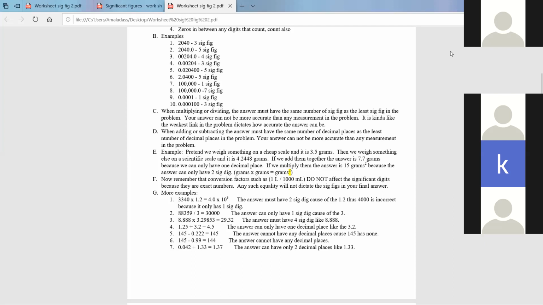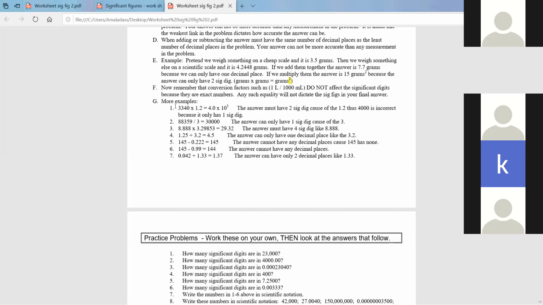Okay. When you do multiplying or dividing, please understand the answer must have the same number of significant figures as the least significant figure in the problem. If you have two components of multiplying, definitely you have to look among the two components which has the least significant figure. The answer must have that. Whereas when you go for addition and subtraction, it talks about the decimal places, which is the least decimal place. Okay, now we can solve one or two problems. Then I hope you can understand other things.